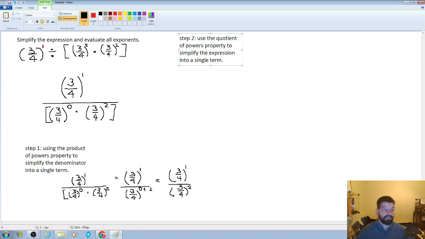Step number 2 is going to be using the quotient of powers property to simplify the expression into a single term. So this is essentially eliminating the fraction component of our expression.